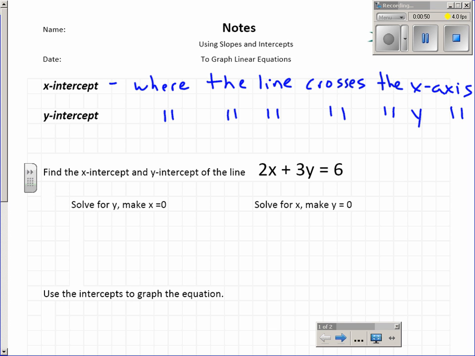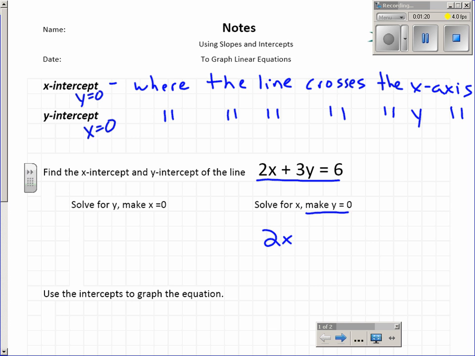And for the y-intercept, the value of x is 0. For the x-intercept, the value of y is 0. Should all be reviewed. So for this equation we've got here, it says find the x-intercept and y-intercept. Since for the x-intercept the value of y is 0, we make y 0.